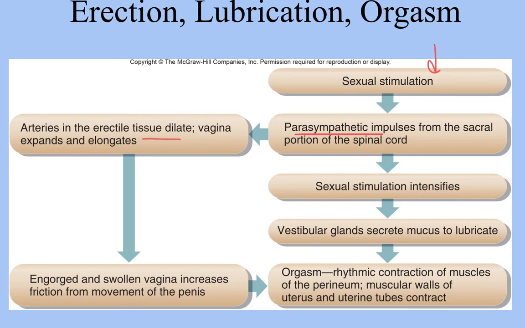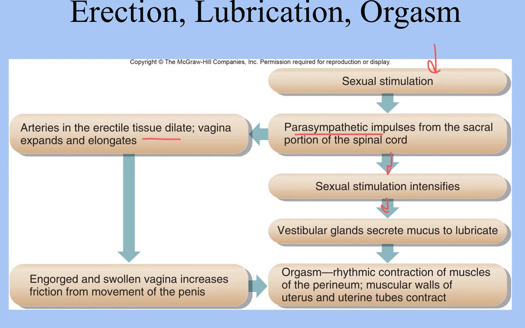The vagina will also expand and elongate, and again, the purpose of that is so that it can fit the penis when it gets put in there. Also, as it becomes engorged, it will increase the friction from the movement of the penis, which is that tactile stimulation that you need in order for the male to have an ejaculation. So as sexual stimulation intensifies, those vestibular glands will secrete mucus to lubricate, and they'll secrete more mucus to lubricate.